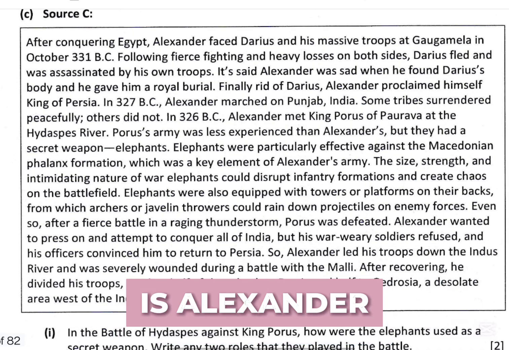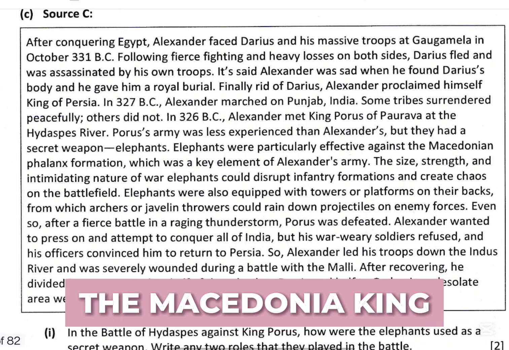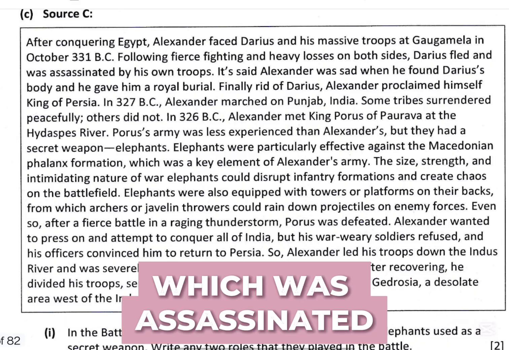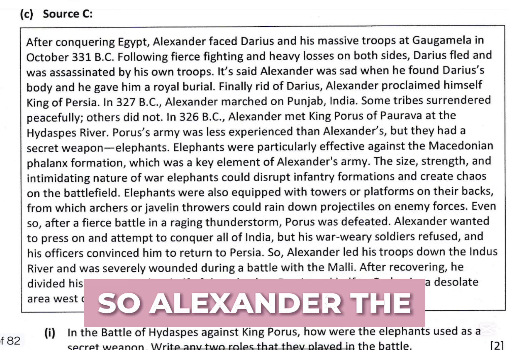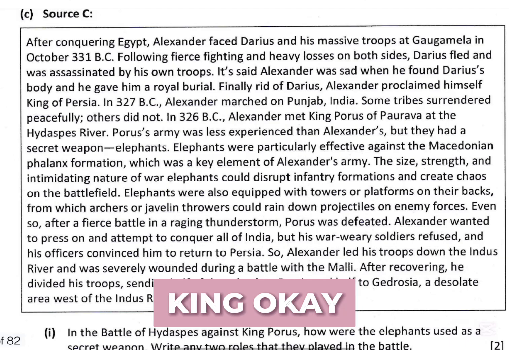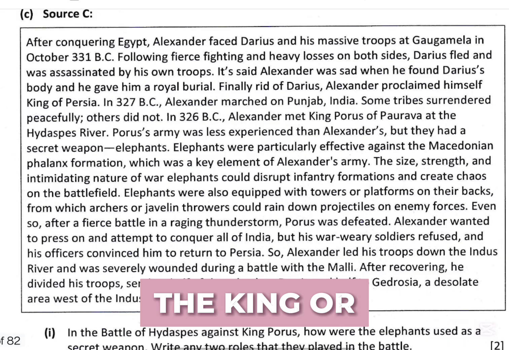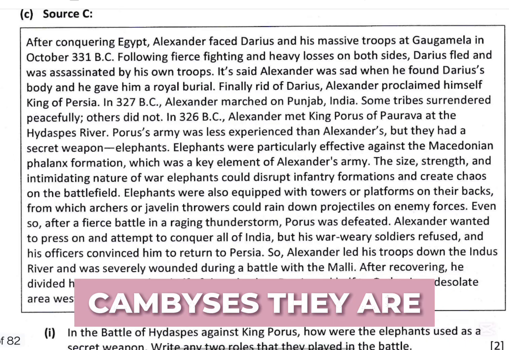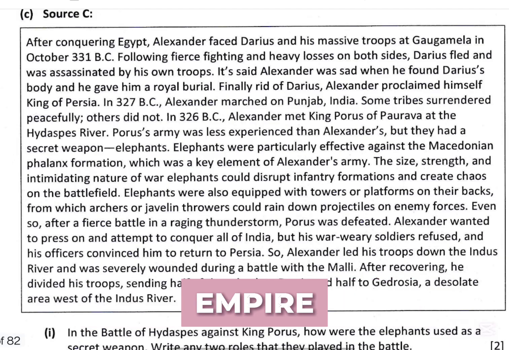The first one is Alexander. We know Alexander the Great, the Macedonian king, after his dad, who was assassinated when Alexander was 20 years old. So Alexander the Great was the son of the king. What was Darius? Darius was the king, or you can say grandson of Cambyses. They are all from the Persian Empire.